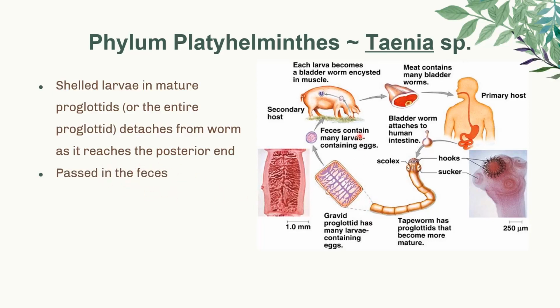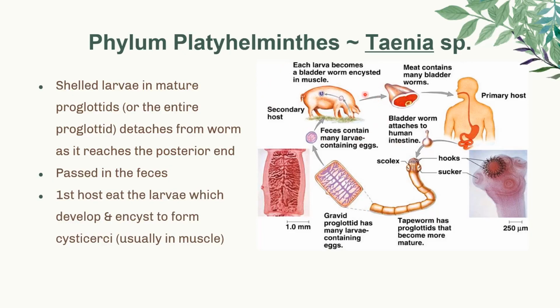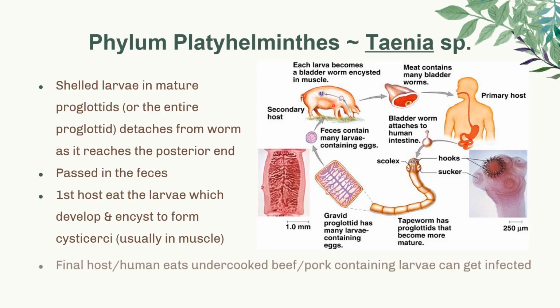The feces may fall onto the ground and be eaten by other animals such as pigs or cows. The pig and cow are known as the intermediate host that eats the larva, and inside the pig and cow, the larva may develop and encyst to form cysticerci, usually inside the muscle. If that pig or cow is slaughtered and undercooked in terms of beef and pork, that undercooked beef and pork may contain the larva and infect a human primary host again. However, the larva developing into an adult worm may cause little harm inside the human body.